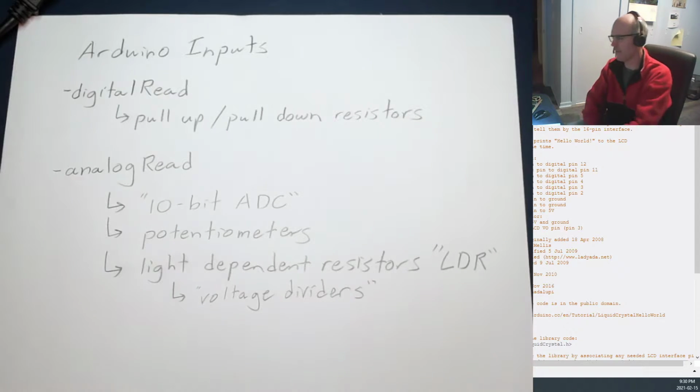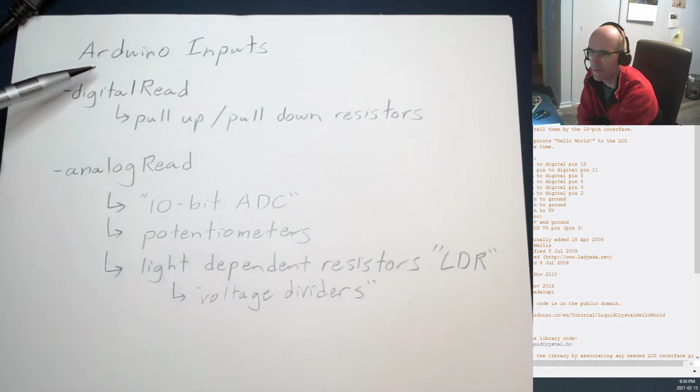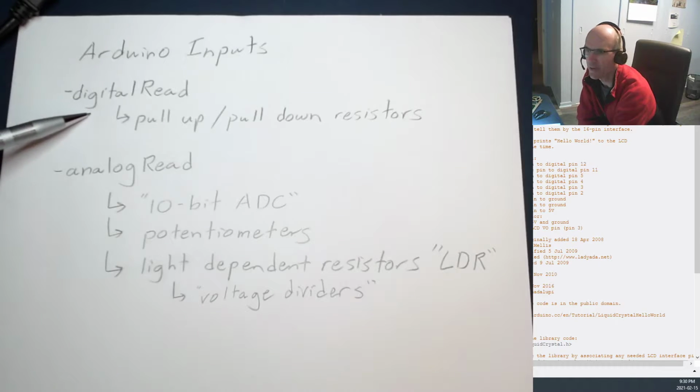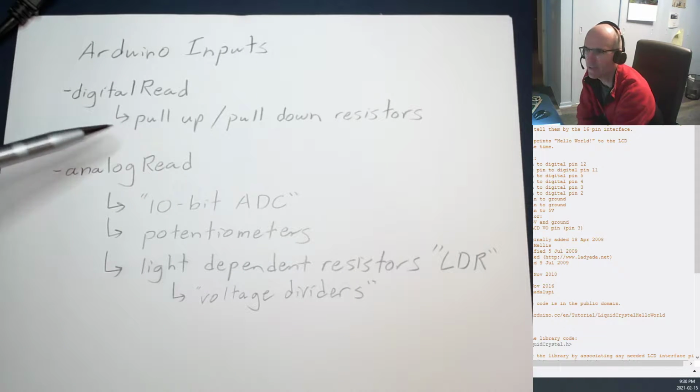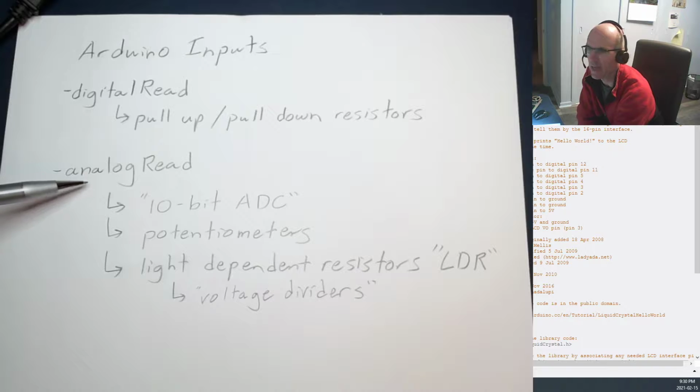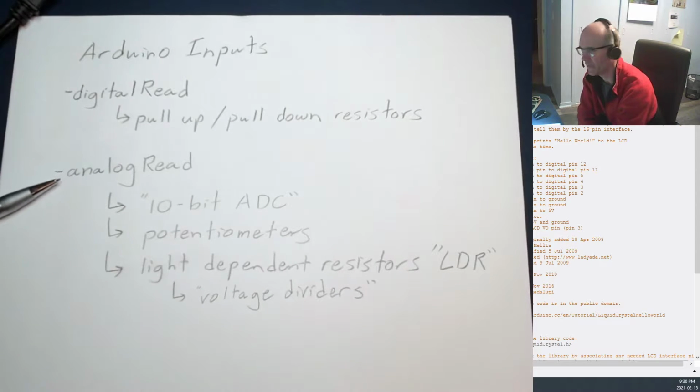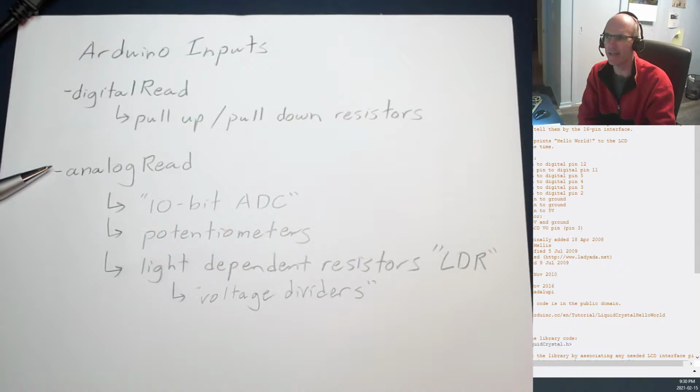Okay, so today we're going to talk about our Arduino inputs. And the first command we're going to take a look at is the digital read command. And we're going to talk about these things called pull up and pull down resistors. And then we're going to talk about the analog read command. So we've done a digital write command and a digital read. We've done a digital write command and an analog write command. Now we're going to take a look at digital read and analog read.